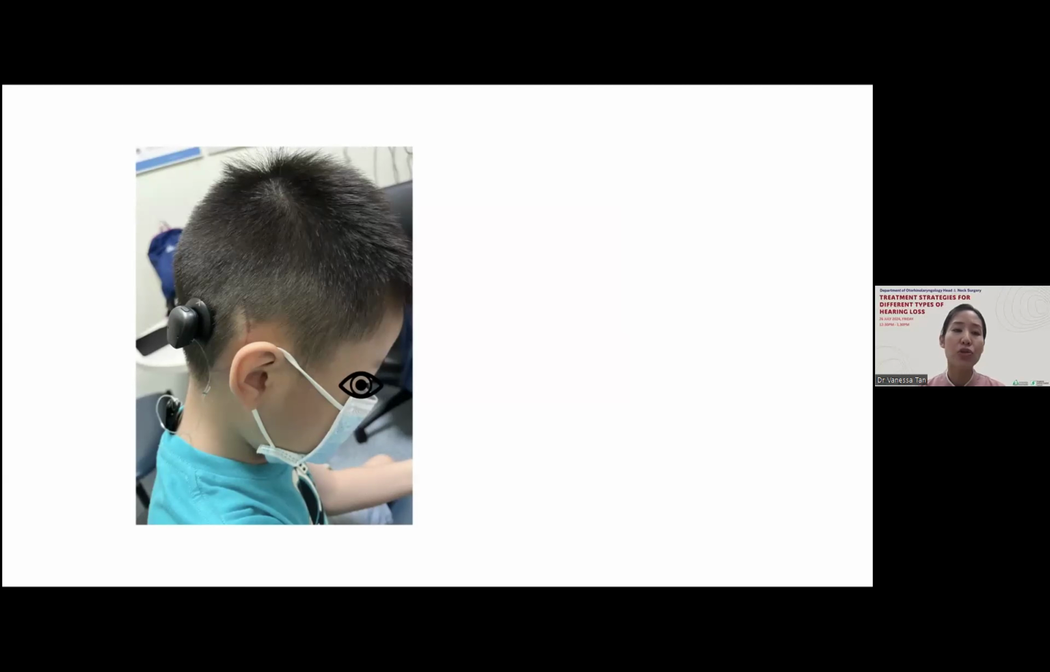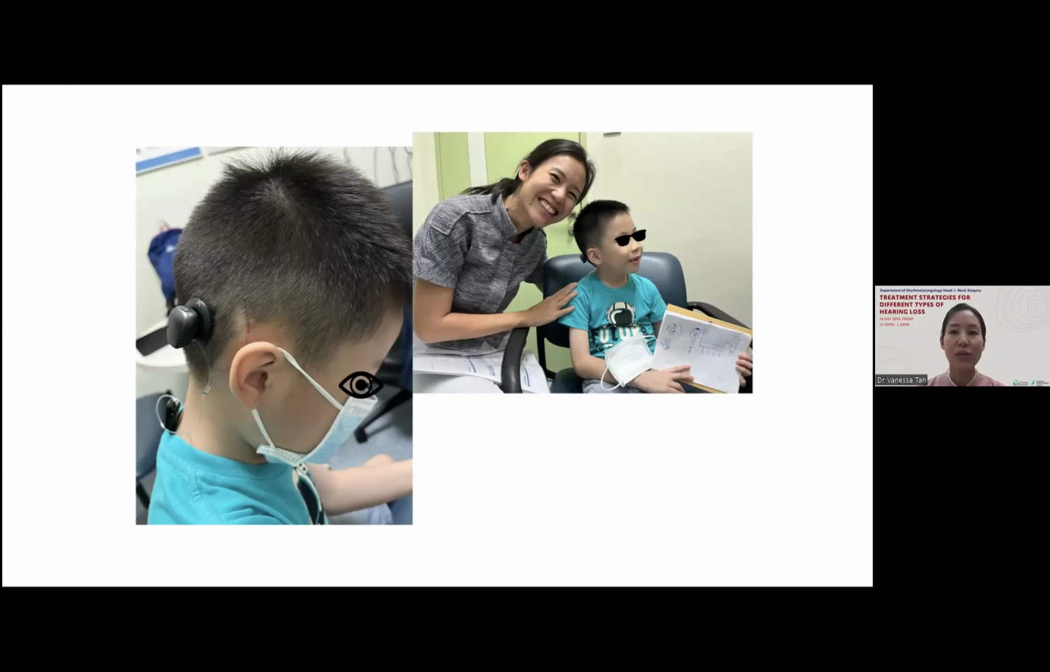So for patients who do not benefit from hearing aids, the next step would be to do surgical implants, and that's where the role of myself and Joyce as otologists, or ear specialists, comes in, and we do implants for our patients. In SGH, we see children, and this is one of my pediatric patients that I operated on. I was pretty relieved when I asked him to draw his surgical experience, and he drew himself with a head bandage and a smile on his face.